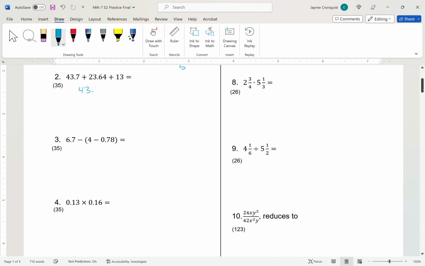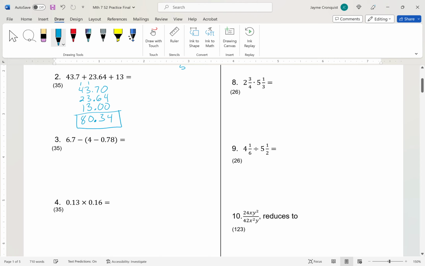Just stack them up. Remember to stack your decimal point. And if anything's missing, put in a 0 so they all line up nicely. We add the columns. 0, 0, 4 is 4. 6 and 7 is 13. Carry the 1. 3 is 9, plus 1 is 10. Carry the 1. 4, 5, 6, 7, 8. Put our decimal. There we go. That should be your answer.